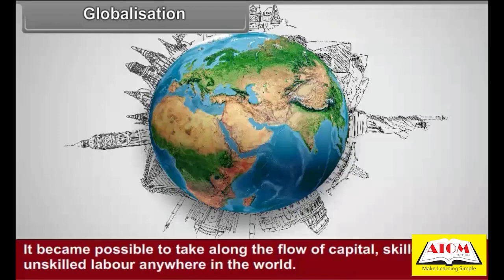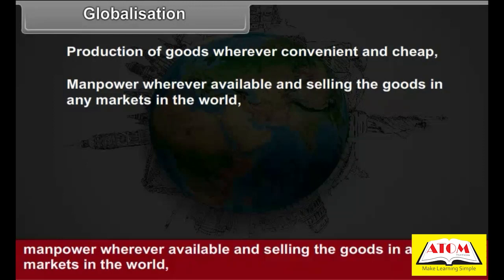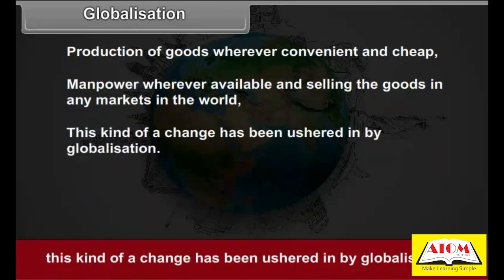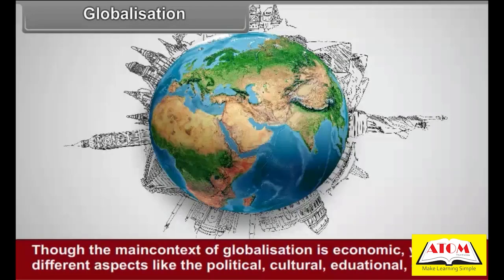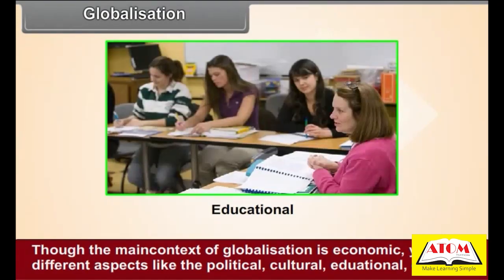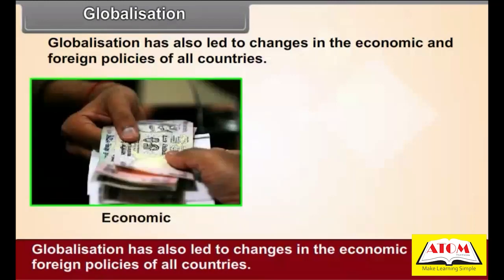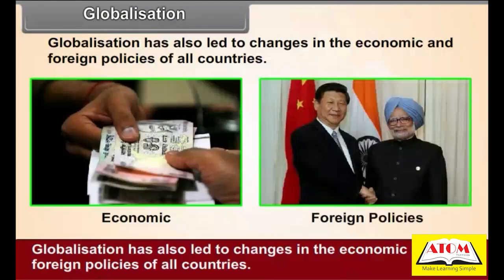It became possible to take along the flow of capital, skilled-unskilled labor anywhere in the world. Production of goods wherever convenient and cheap, manpower wherever available, and selling the goods in any market in the world. This kind of a change has been ushered in by globalization. Though the main context of globalization is economic, yet it has different aspects like the political, cultural, educational, etc. Globalization has also led to changes in the economic and foreign policies of all countries.